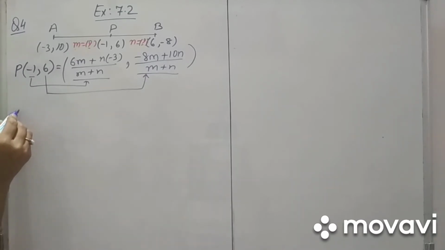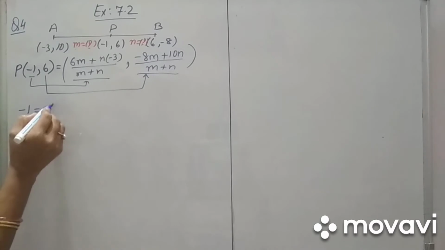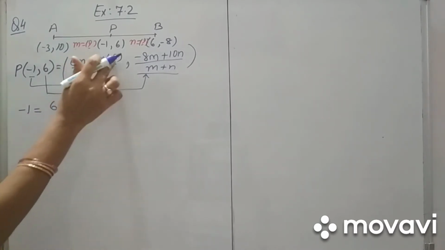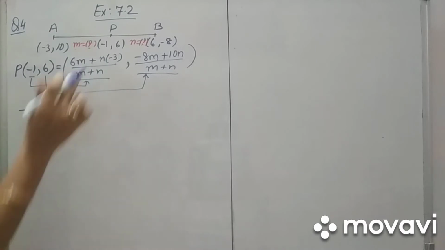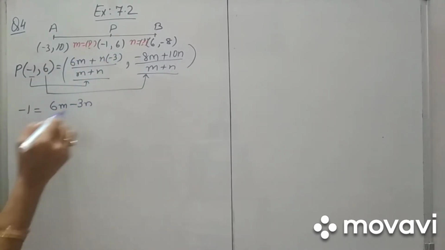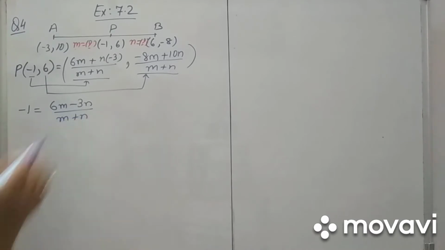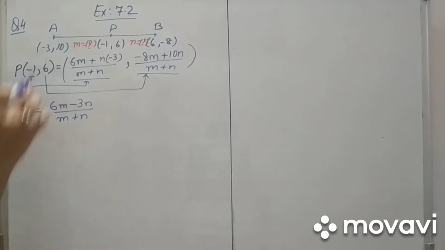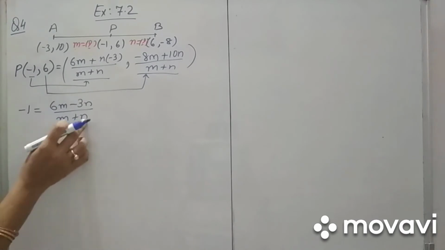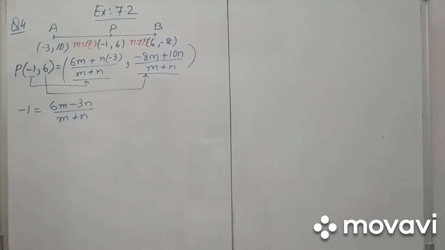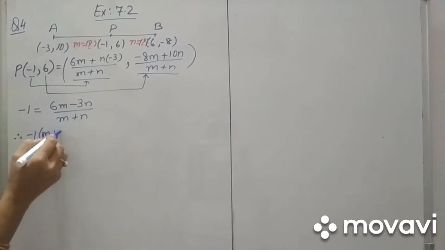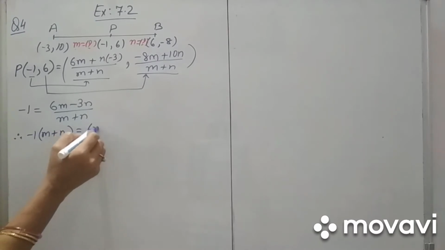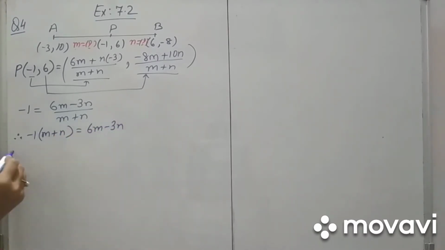Now we will compare it. Minus 1 is equal to 6m minus 3n upon m plus n. Now here I am not using both the coordinates to find the m and n value, because both will give you the same answer. In the last video, you have observed it. I did it for the verification of one of the examples.